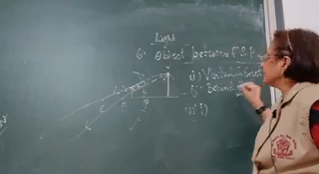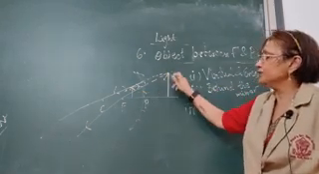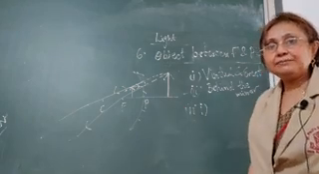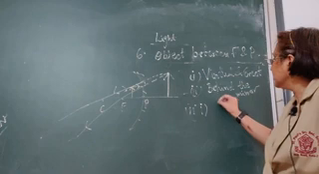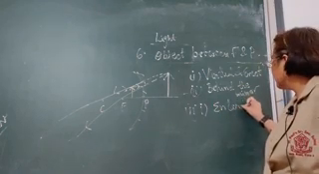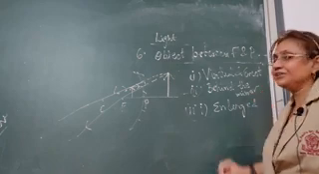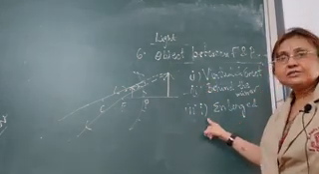The third point is about its size. As you can see in the figure, this is the object, this is the image. So the size of the image is bigger than that of the object. So we can say that the image is enlarged. So these are the 3 points.